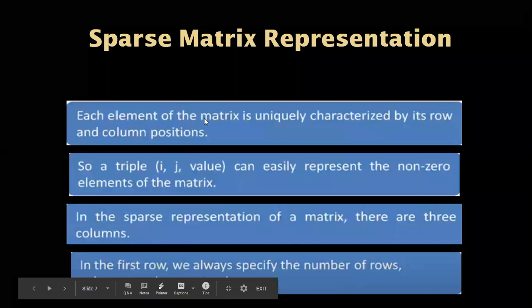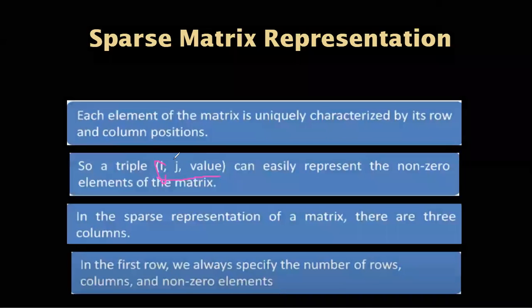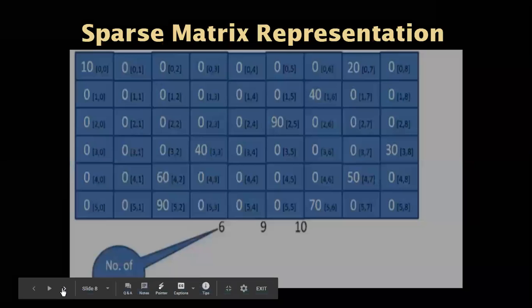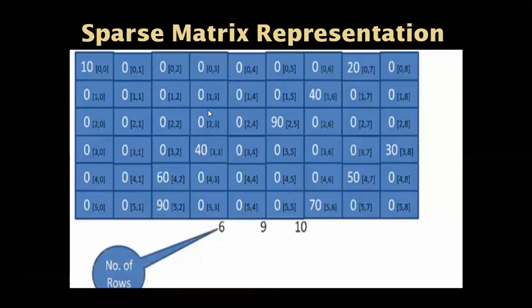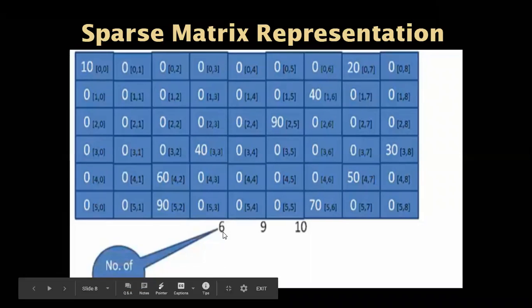That is a triple. We can say this is the value: I, j, and value, meaning the row, the column, and the particular value that we are going to store in that triple. This means we are using only three columns here. So we'll concentrate on this example. According to this matrix, we represent the sparse matrix in another way, with a total of 3 columns. The first one is the number of rows that we store.